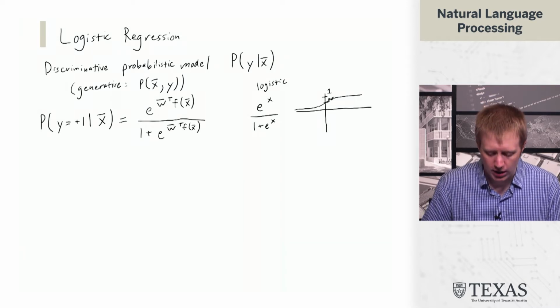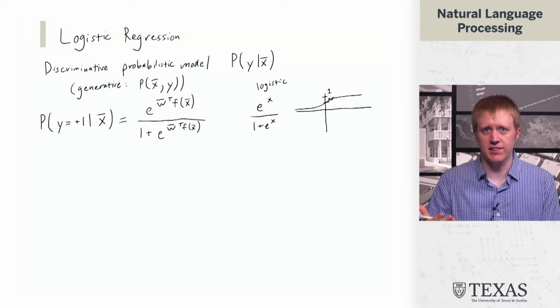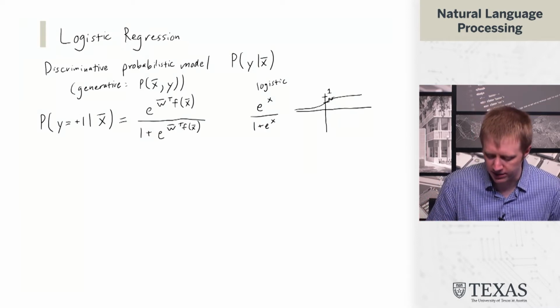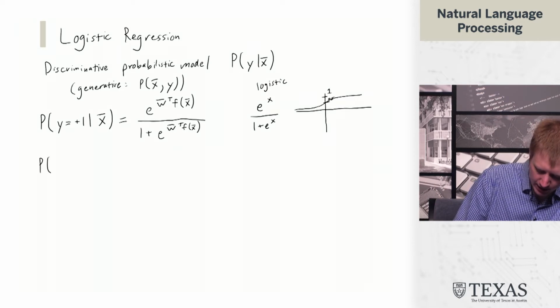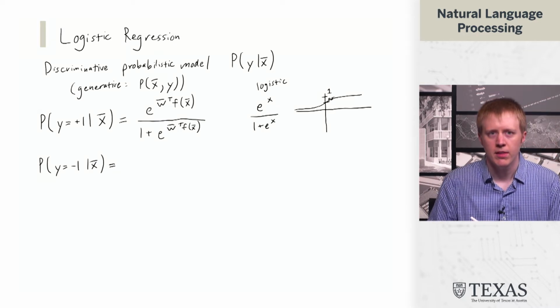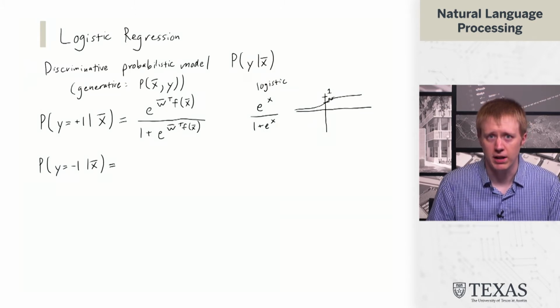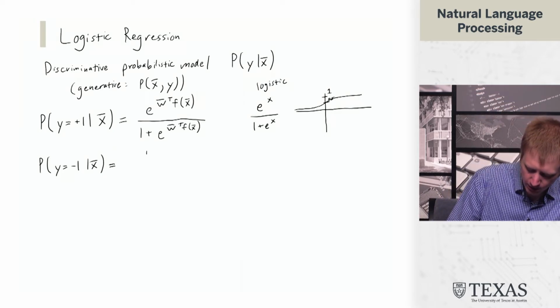OK, so again, what this does is it takes this W transpose f of x quantity and turns it into a probability associated with the positive class. And so we could think about the negative class probability. And without me writing it down, you should be able to figure out what this is. And the reason you should be able to figure that out is we have binary logistic regression. So P of y equals -1 and P of y equals +1 have to sum to 1. And so you can double check that the value that causes that to happen is this one.